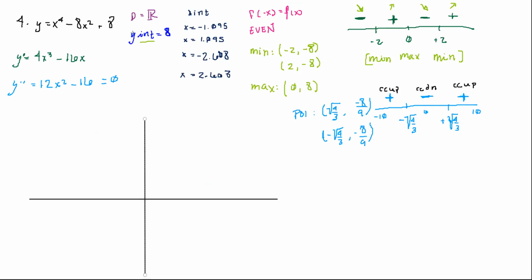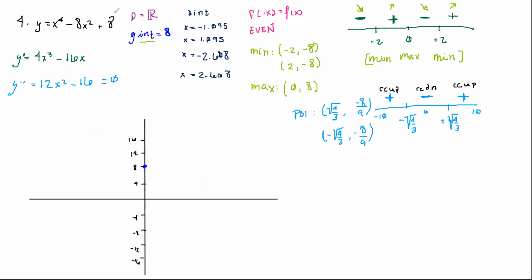So I'm gonna start. I know my domain's in all real numbers. My y-intercept is going to be equal to 8. So I'm just gonna call this 8. So in terms of, it's going to be 4, 8, 12, 16, and so on. I'll just do the same kind of scale on this other end.